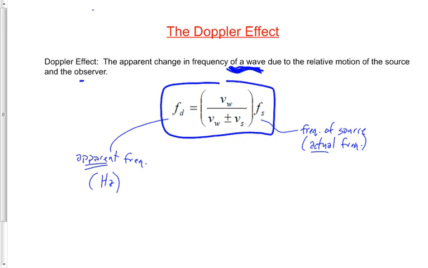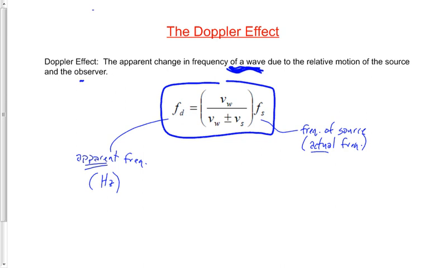The frequency of the source, the actual frequency. You could download an app for your iPhone and use the microphone on the iPhone, and it'll tell you exactly what the frequency is. It'll tell you what the frequency that you perceive is, right? So in order to get the actual frequency, you'd have to use that app when the object is stationary relative to you, right?